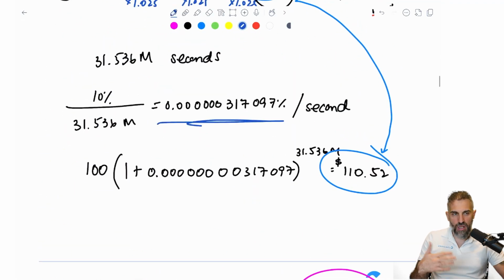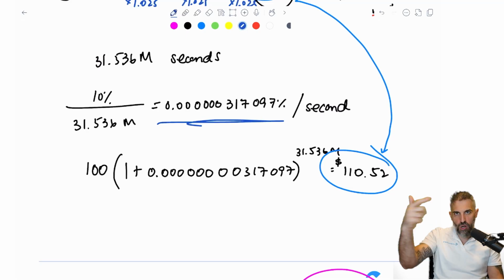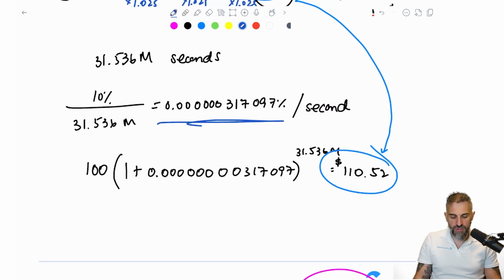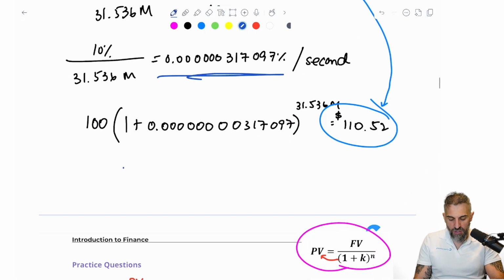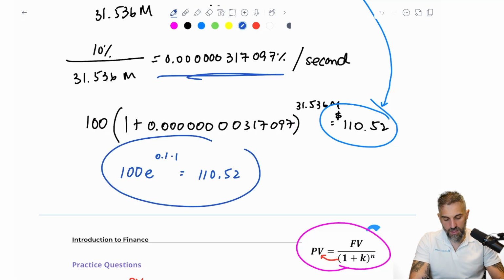You see, this formula here is doing what I showed you guys here, where it's basically taking your interest, dividing it into an infinitely small amount, and then compounding it an infinite number of times, without having to do all this weird math. And just to show you what I mean, if I take 100 times e to the 10 and it was just 1 year, right? 100 times e to the power 0.1, I get 110.52. So you see how it's the same.